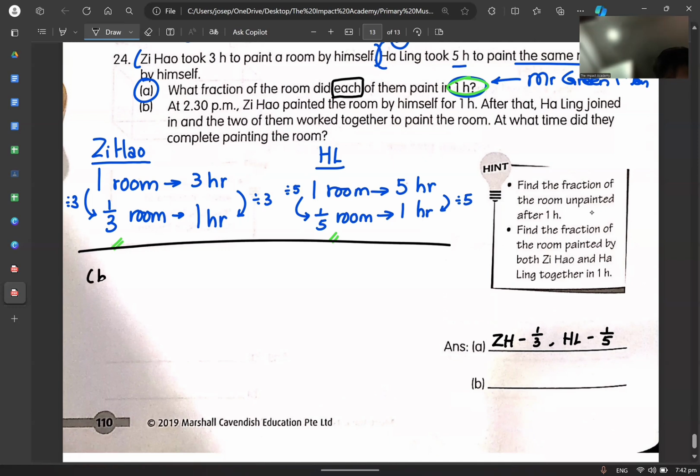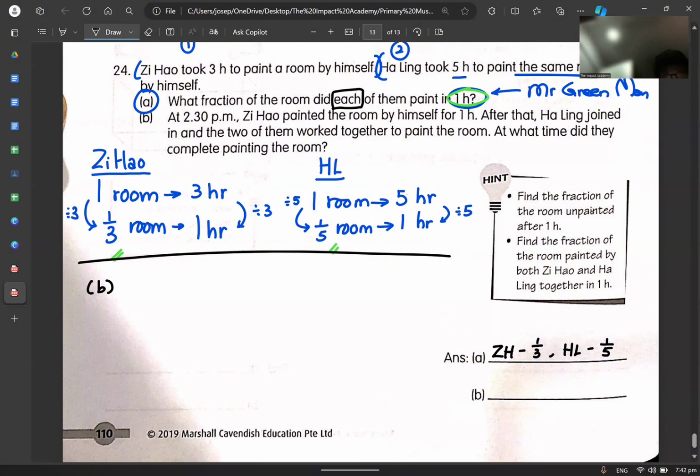Now B. B is a completely different question. Actually, not completely different, same things, just that it's separated. At 2:30 p.m., they started after lunch. They say, okay, let's start painting this room. Zihao painted the room by himself for an hour. Whenever you do questions like that, you want to just draw a timeline so that you have a better view of what exactly is going on.